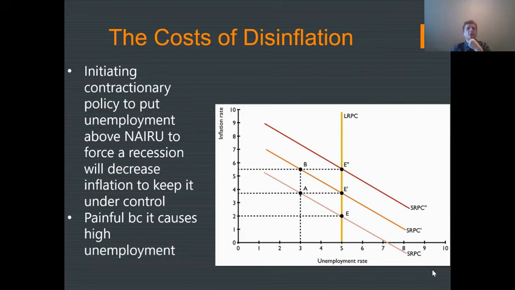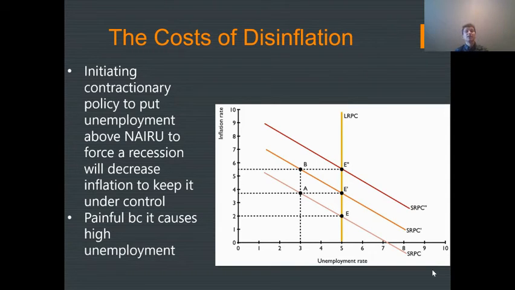Now, it is also important to remember the costs of disinflation, because if you are constantly trying to inflate your way to economic growth, you're going to have issues with inflation. Your inflation is going to be too high, and then you're going to need to do something to counteract that. But in order to do that, you're going to have to initiate contractionary policy. So you're essentially having to force a recession in order to decrease that inflation and keep it under control.